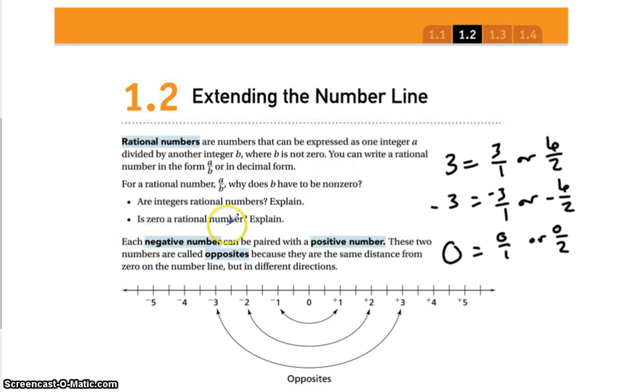All right, so each positive and negative number are paired together, and those two numbers are called opposites. They're called opposites because they are the same distance from 0 on the number line, but they're on different sides of 0. So positive 1 and negative 1 are opposites because they are the same distance from 0. It's kind of like if 0 was our mirror and we could fold the number line in half, our opposite numbers would match up.